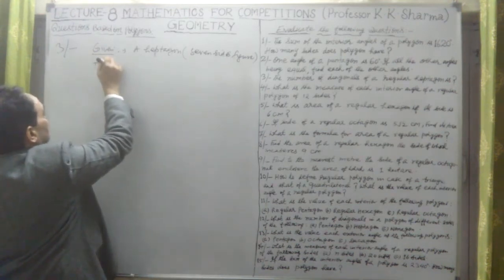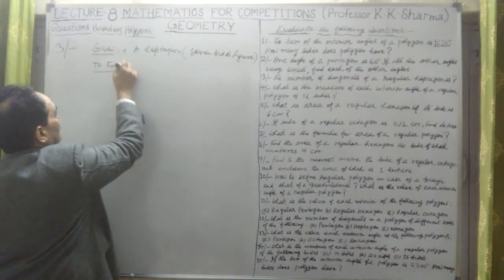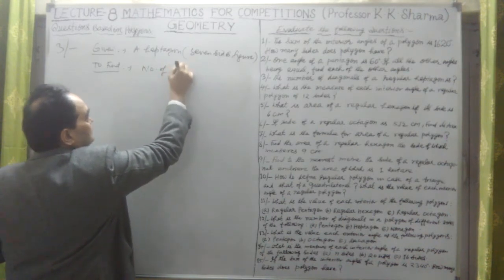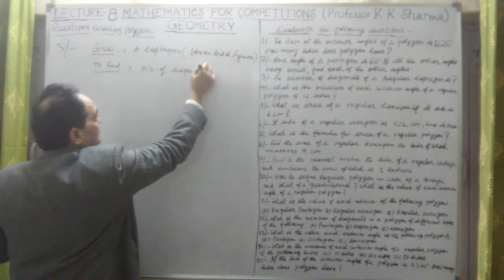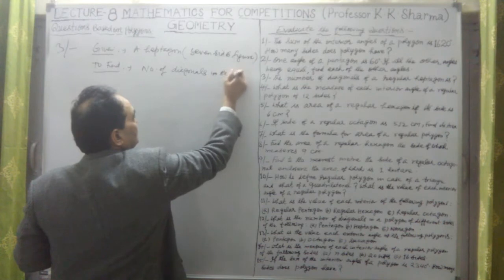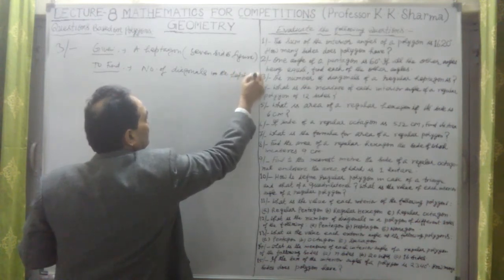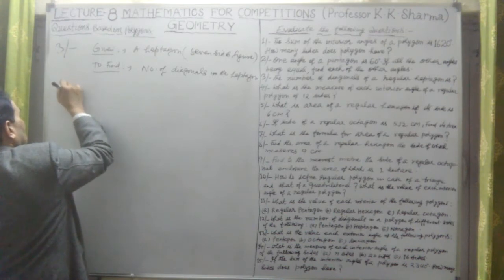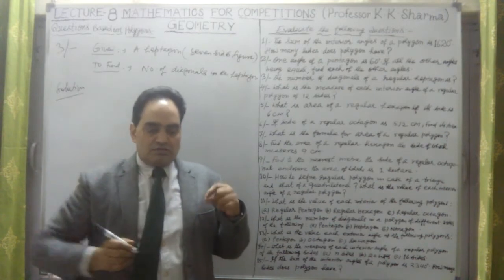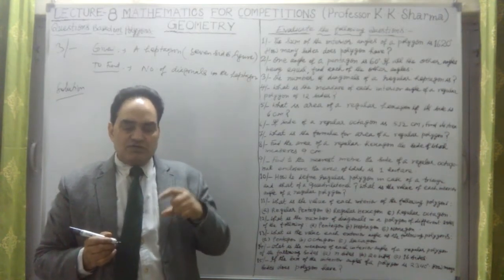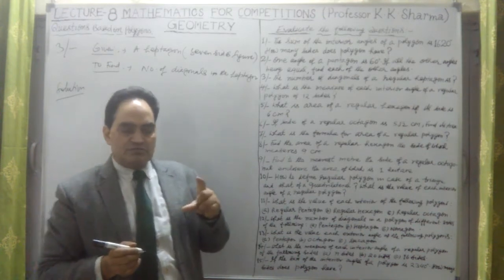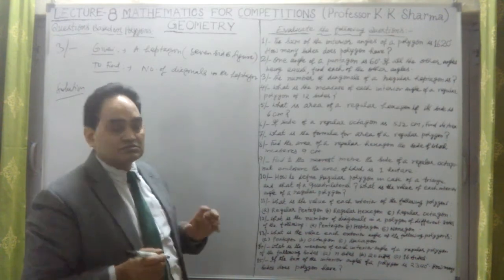To find the number of diagonals in the heptagon, that we have to find out in the solution. Now you know what a diagonal means. If other than 2 adjacent vertices of a heptagon are joined, then we obtain a diagonal. So a diagonal is obtained by joining vertices other than 2 adjacent ones.